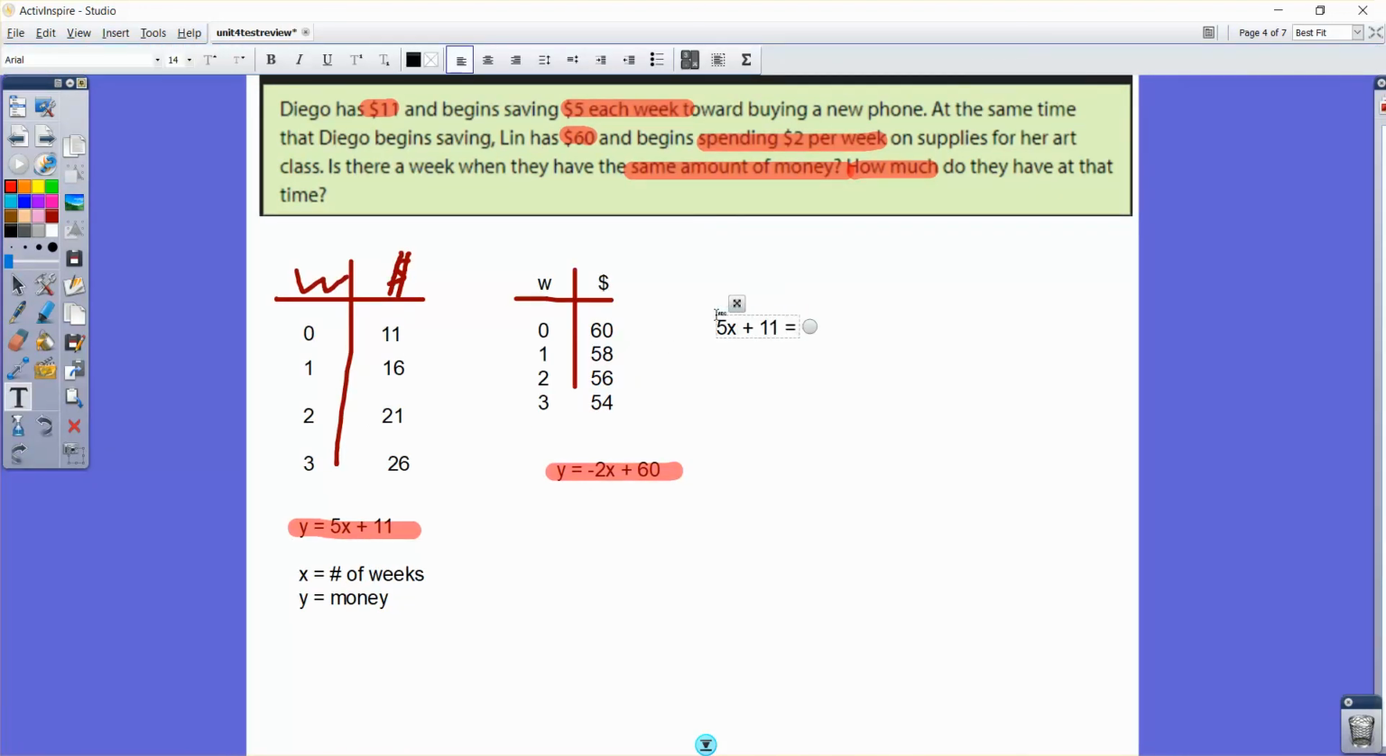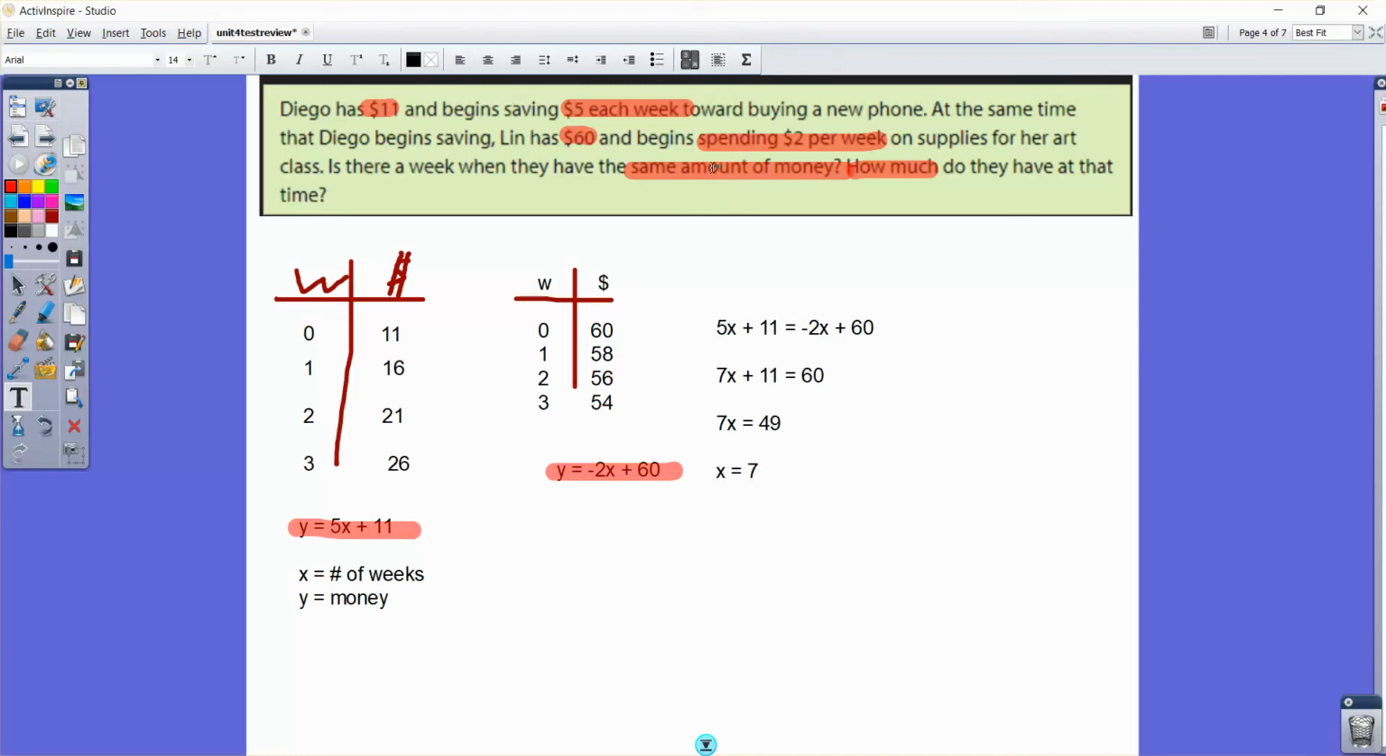5x plus 11 equals negative 2x plus 60, because we'd be interested in seeing at what x value 5x plus 11 is the same as negative 2x plus 60. So if I solve this equation really quick, let's add 2x to both sides, and then subtract 11 from both sides, and then we'll divide by 7. x would equal 7. So that means at the seventh week, Diego and Lynn will have the exact same amount of money.